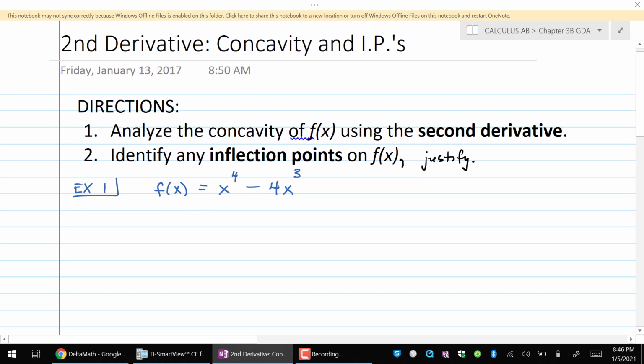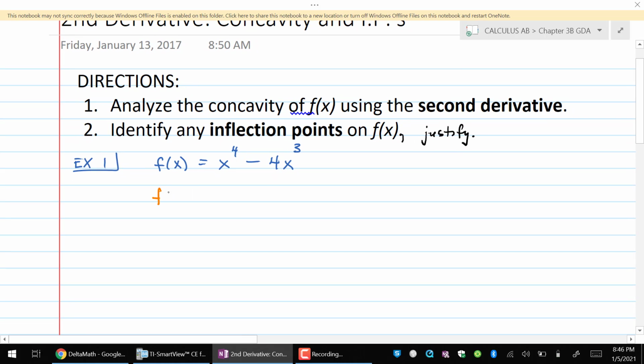It says f of x equals x to the fourth minus 4x cubed. Now, the directions here are talking about concavity and inflection points, but before that, I actually want to look for the extrema of this function, and we'll just maybe justify verbally as we move ahead. So let's first find f prime. We can't do anything with this problem unless we know what the derivative is. So 4x cubed minus 12x squared.